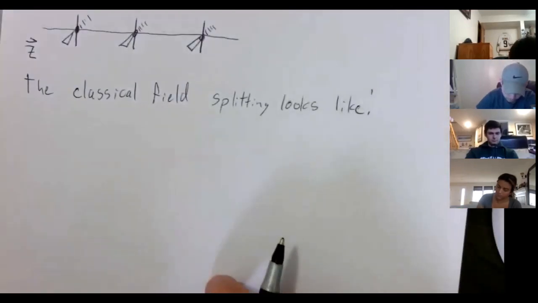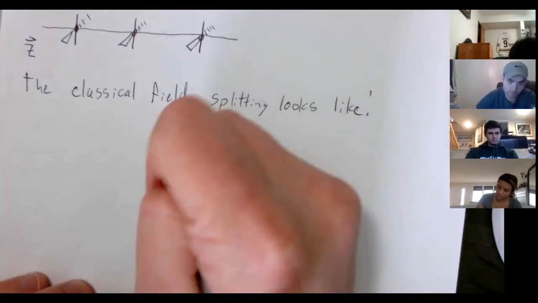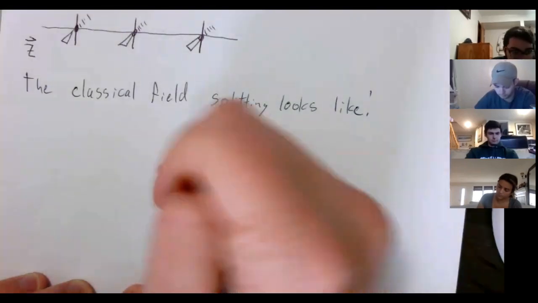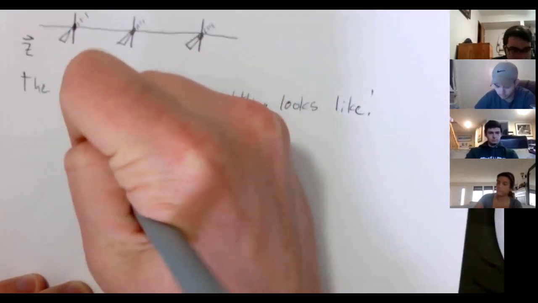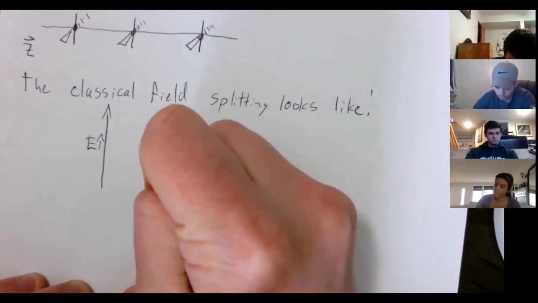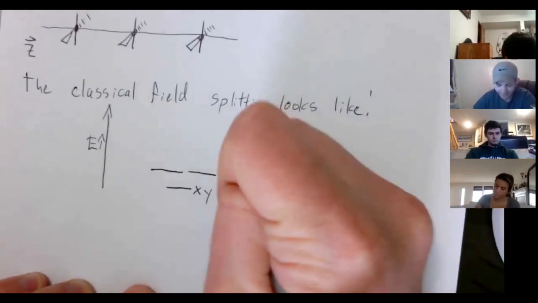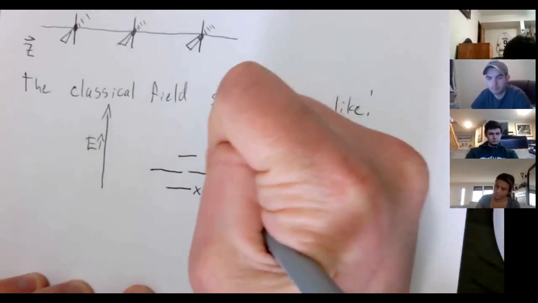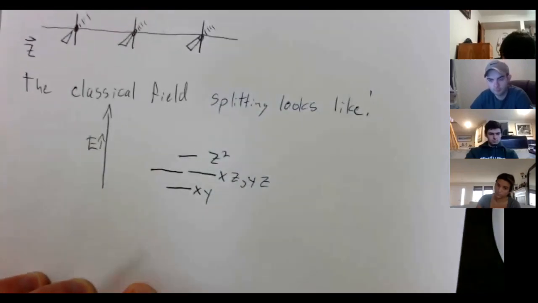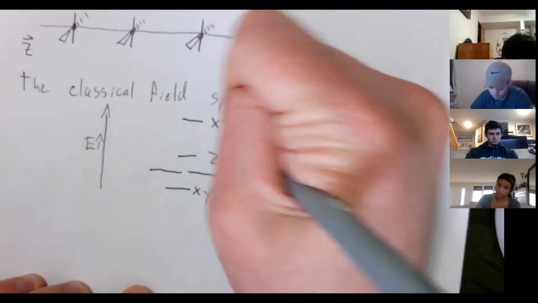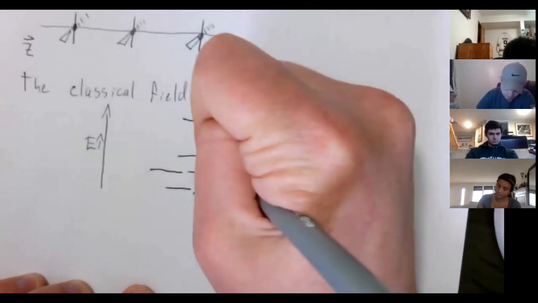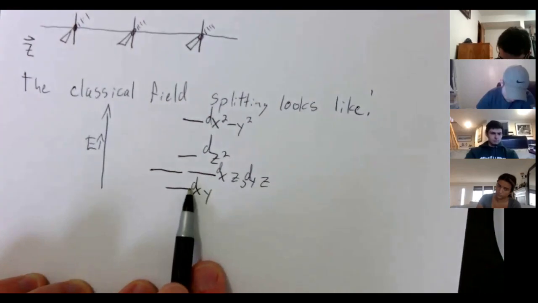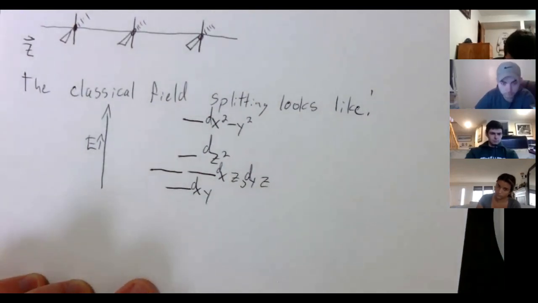So the classical field splitting, when we have a molecule, what it looks like is we have the XY at the very bottom, that's the lowest in energy. Probably should put an energy axis too. We have two degenerate orbitals, the XZ and the YZ. We have the Z squared. We have the X squared minus Y squared d orbitals. So these are all d orbitals again. If you want, you can put that E in there to signify what it is. If not, you can leave it off.